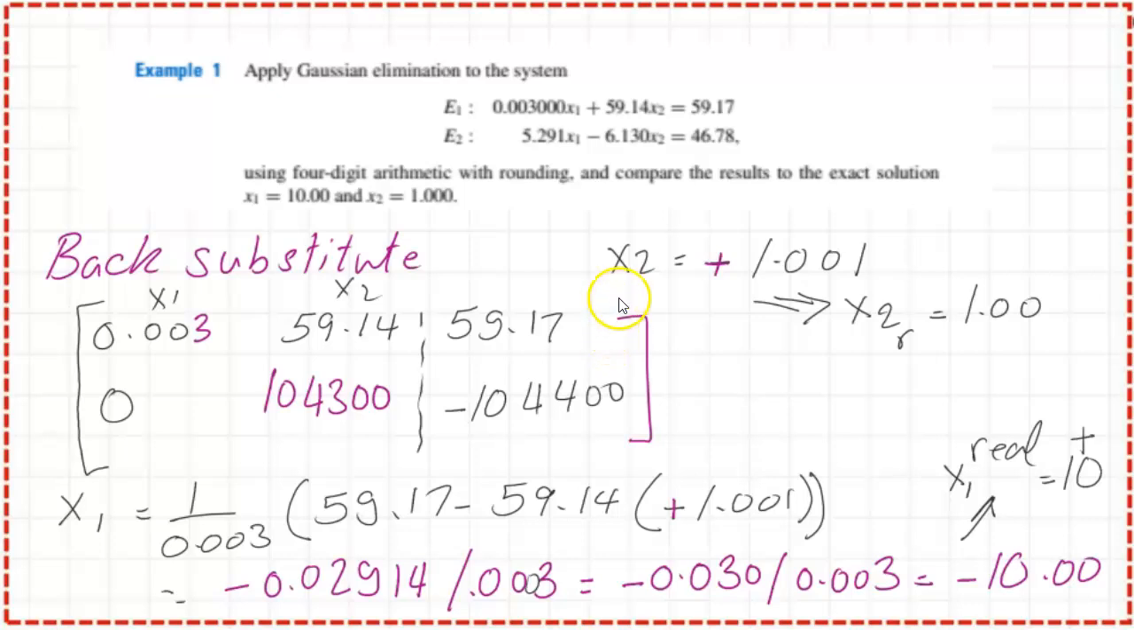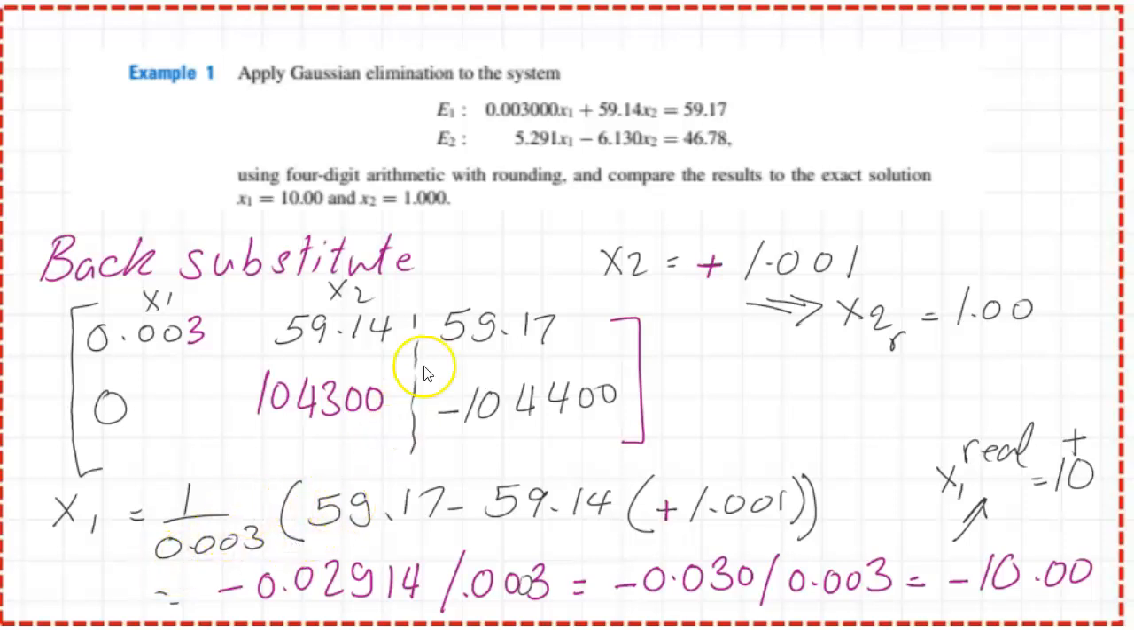By using back substitution and using the estimated value of x2 equal to 1.001, we have here 0.003 multiplied by x1 plus 59.14 multiplied by x2 equals 59.17. So in order to get x1, we can consider it as 59.17.